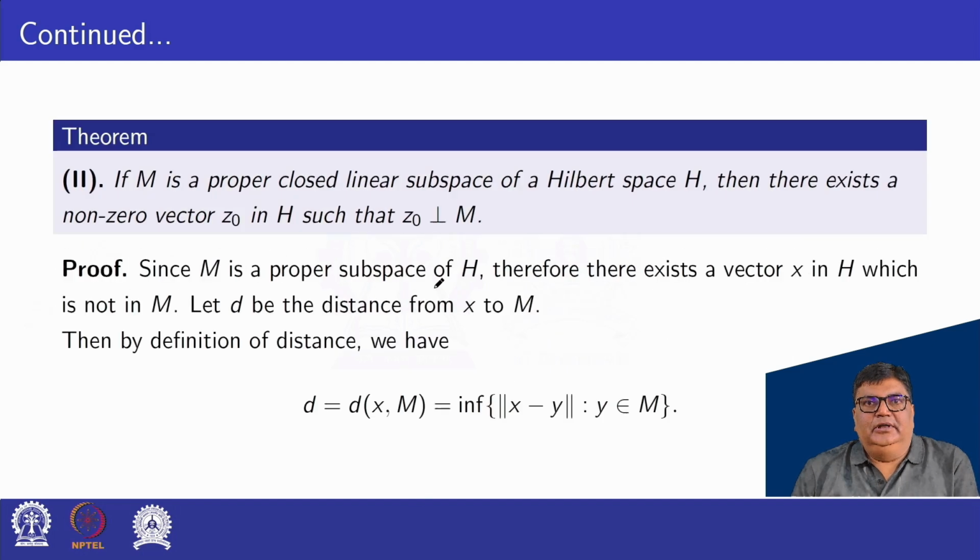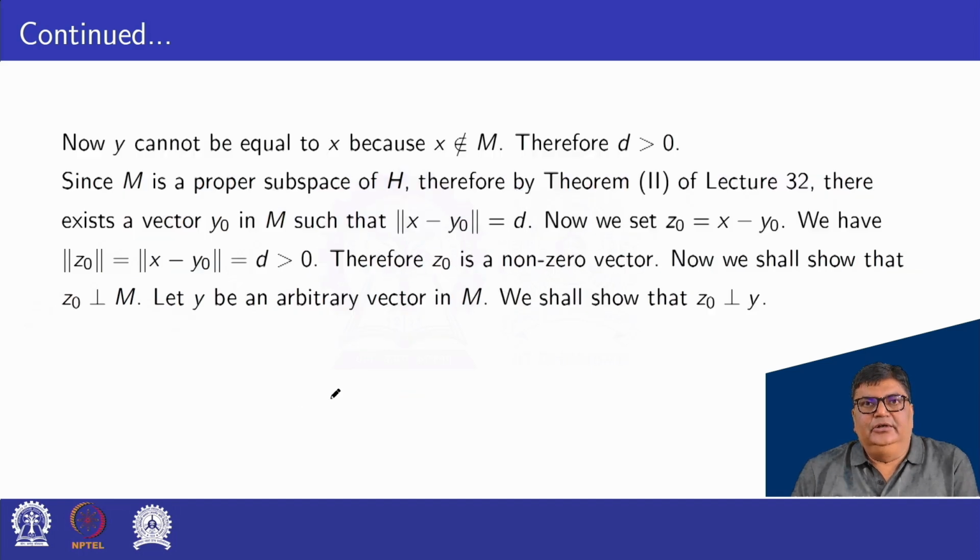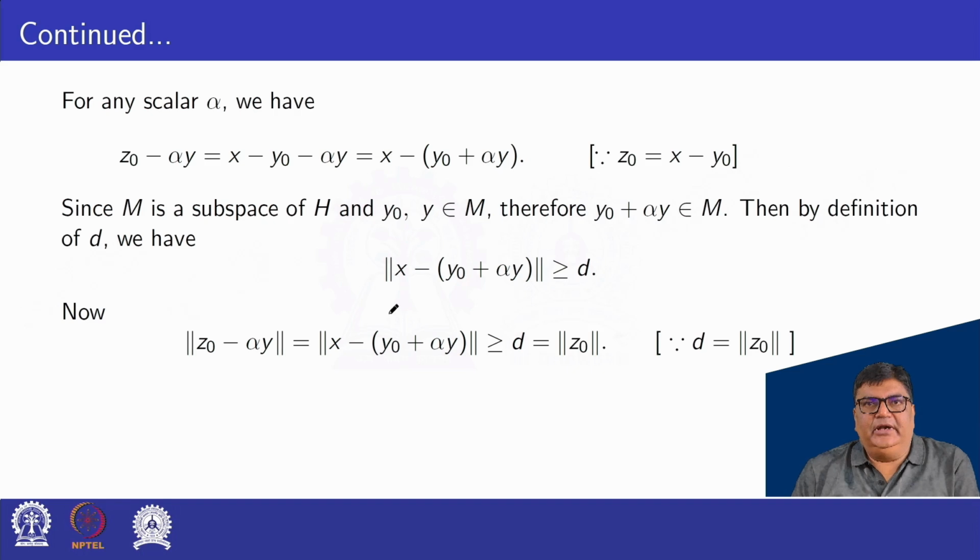Here, by the definition of the infimum, the norm of x minus y is greater than or equal to D. So as per this, we can write the norm of x minus y0 plus alpha y is greater than or equal to D. Now, the norm of z0 minus alpha y, that is the norm of x minus y0 plus alpha y, is greater than or equal to D. D is the norm of z0.